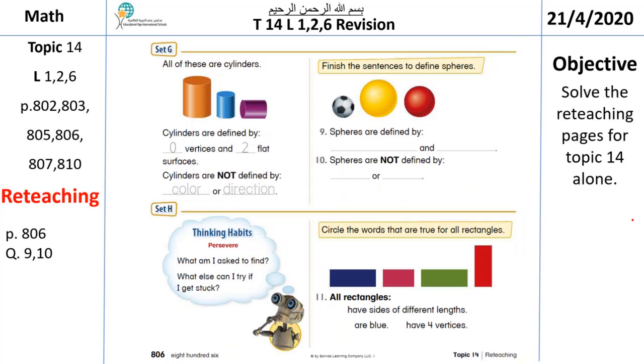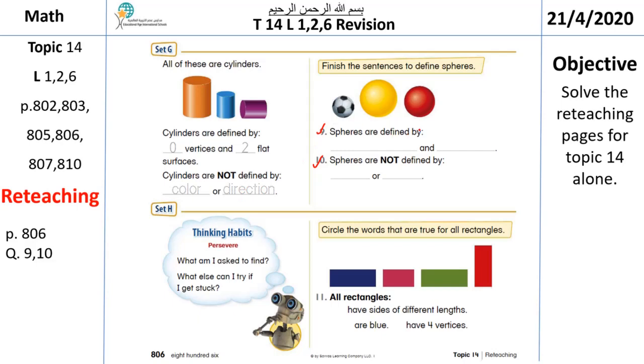Now, have a look at page 806. Write the date at the top again, please. Don't forget, we're going to do question number 9 and 10. Now, I'll read it and you should do it by yourselves. Spheres are defined. Now, before I go into the spheres, let's have a look at what they did with the cylinders so that we get an idea of what you should have here. It says all of these are cylinders. Cylinders are defined by 0 vertices and 2 flat surfaces. Cylinders are not defined by the color or the direction.